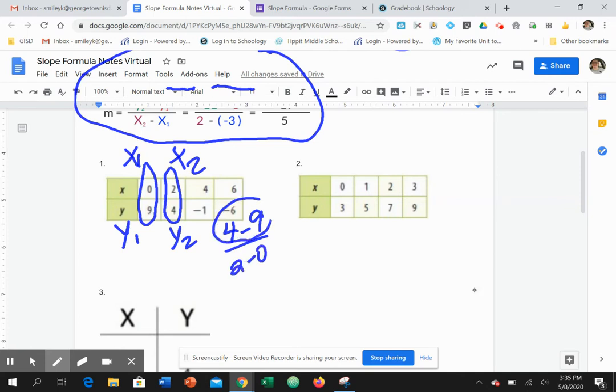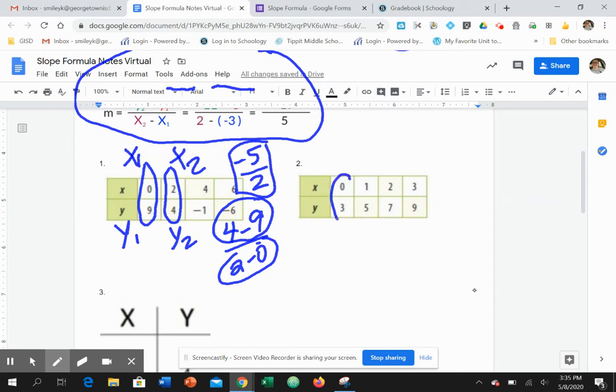I'm going to work this top part first. You can use a calculator. And then I'm going to work the bottom one. 4 minus 9 is negative 5. 2 minus 0 is 2. There is my answer. Done. That's all it wants from you.